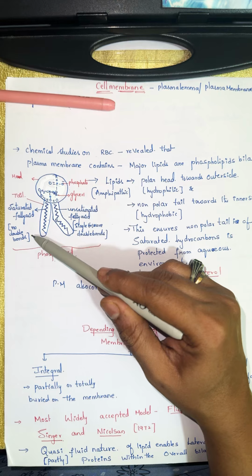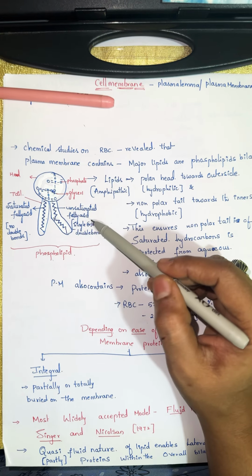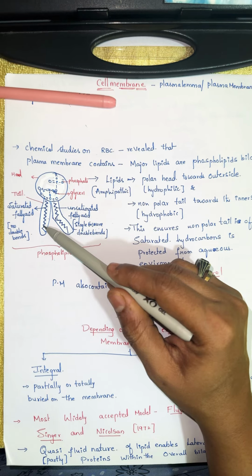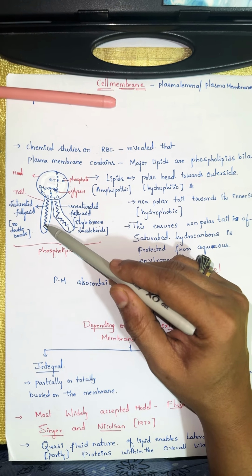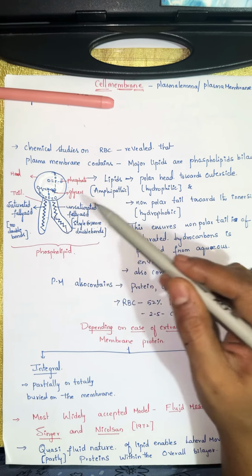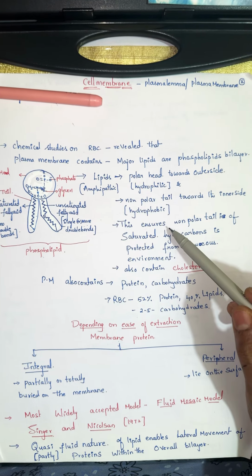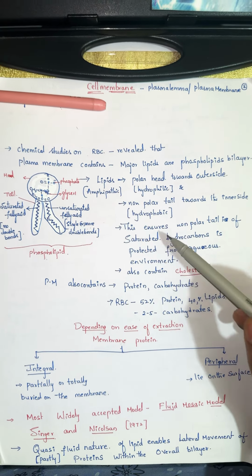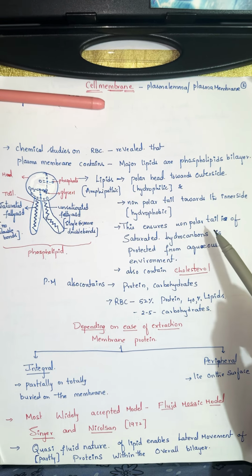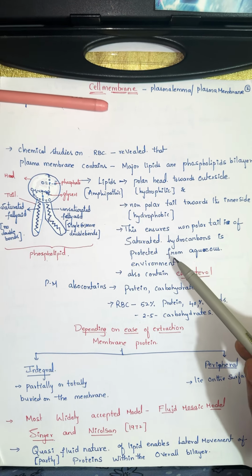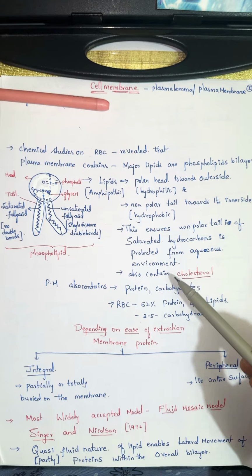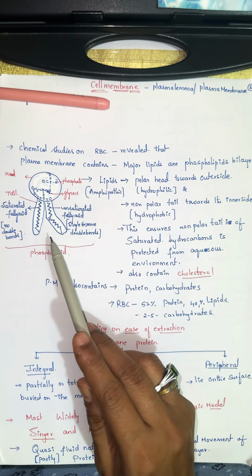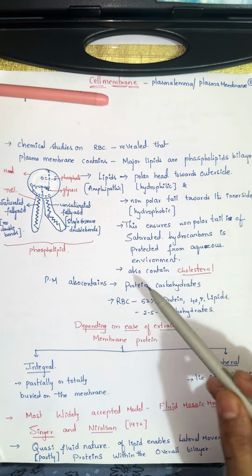Saturated do not contain any double bond, unsaturated do contain one or more double bonds. Generally saturated means solid under room temperature, which is more solid and cannot move, and unsaturated can move easily. This ensures that the non-polar tail of the saturated hydrocarbons is protected from the aqueous environment. So they also contain cholesterol, which is able to balance these saturated as well as unsaturated chains.